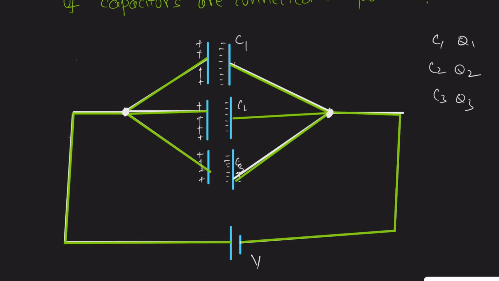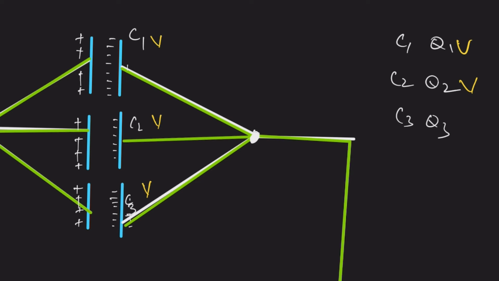In parallel connection, potential is the same. When three capacitors are connected in parallel, their potentials are the same. So each capacitor has a potential V. For C1, charge is Q1, potential V. For capacitor C2, charge is Q2, potential is V. For capacitor 3, capacitance is C3, charge is Q3 and potential is V.